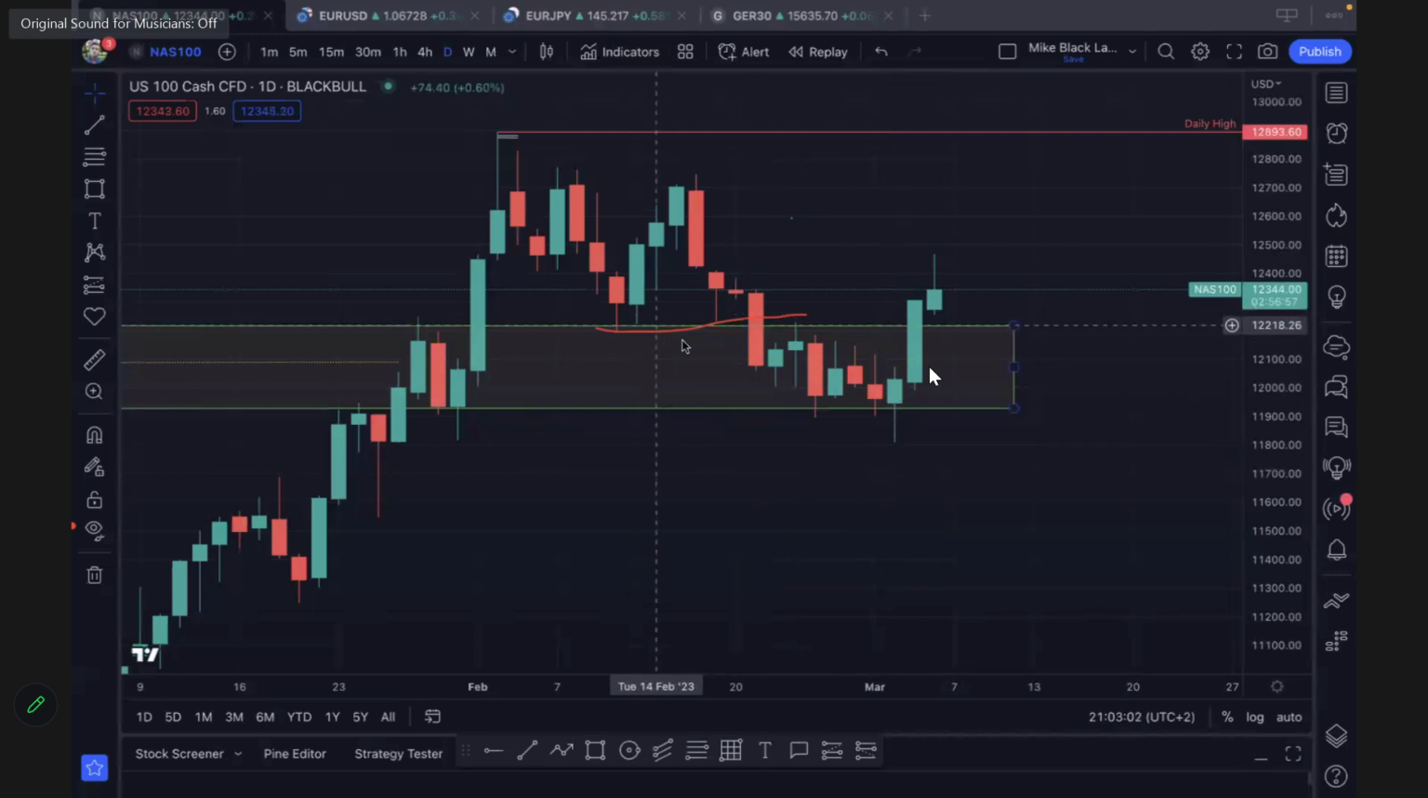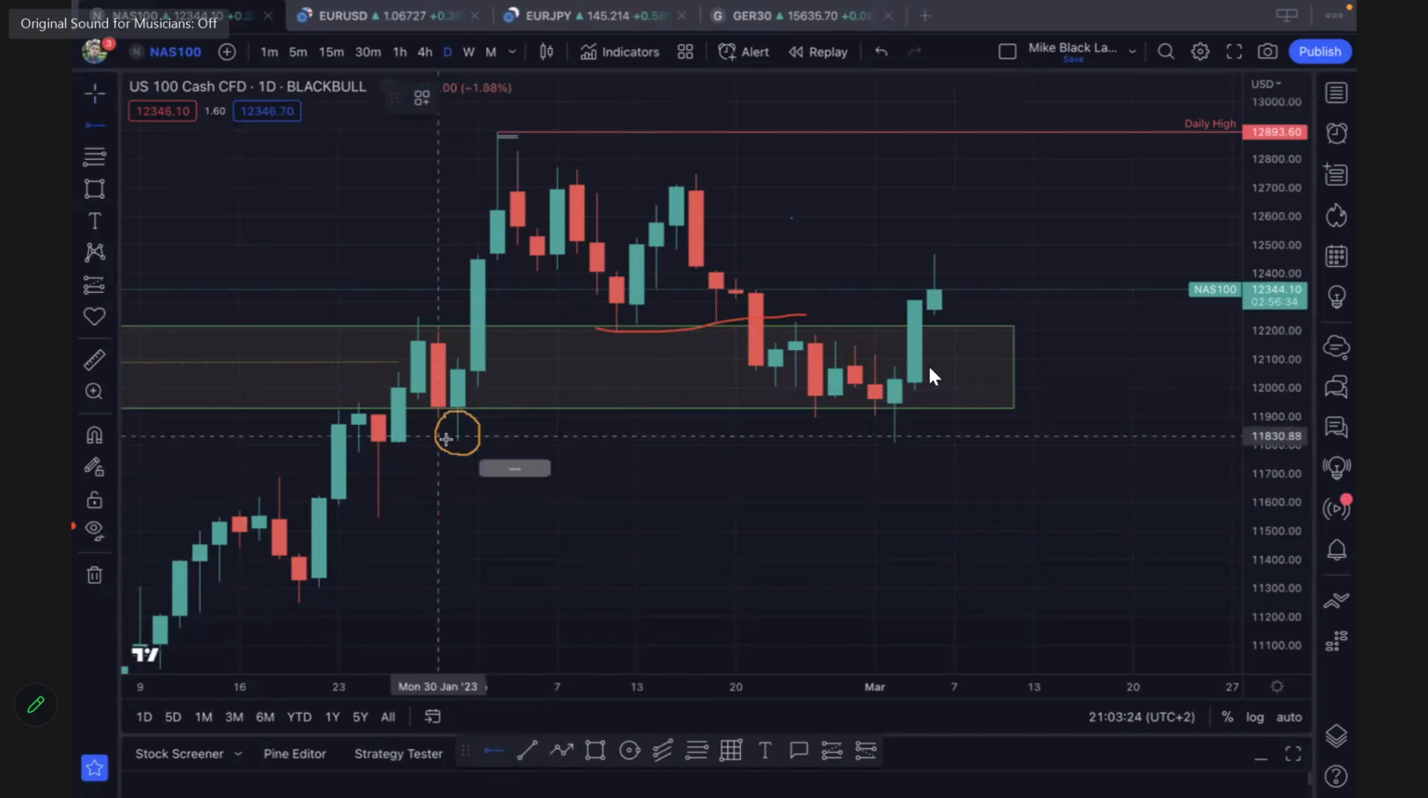Why was this your change of character? Did you draw this line? Yes. Why was this your change of character? Because the low that made the high was broken. Was it broken? Isn't it a break of structure? Because this was my low.